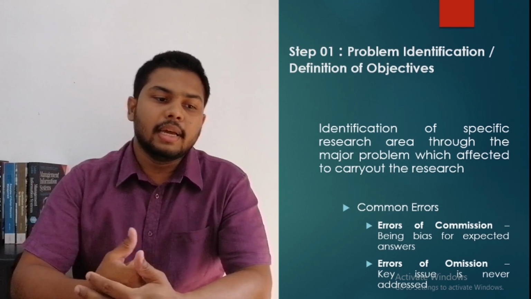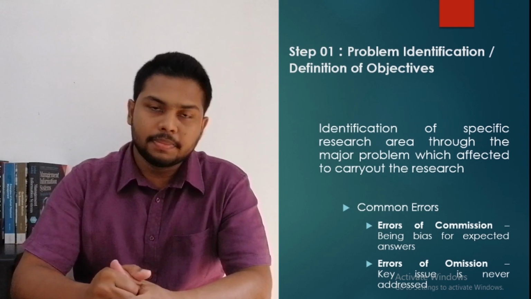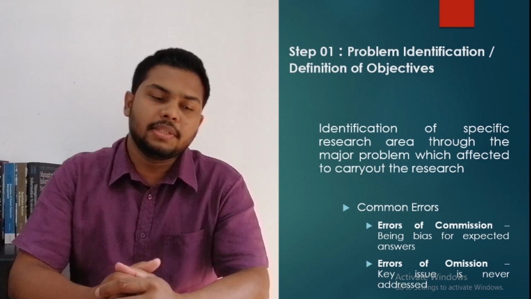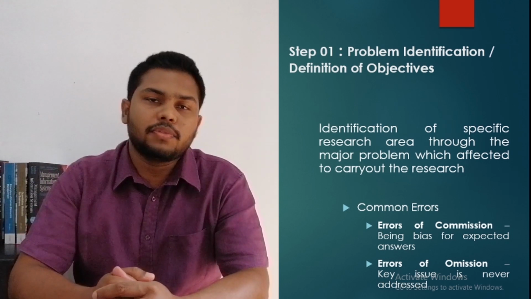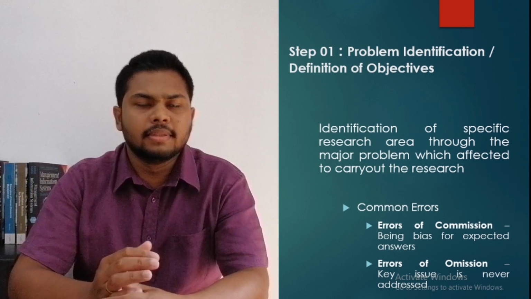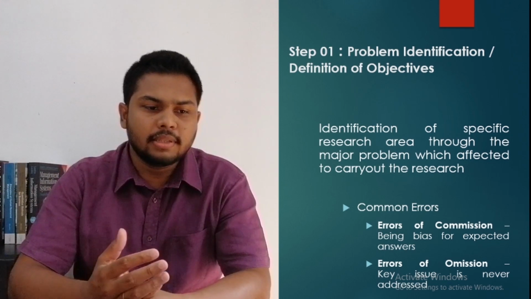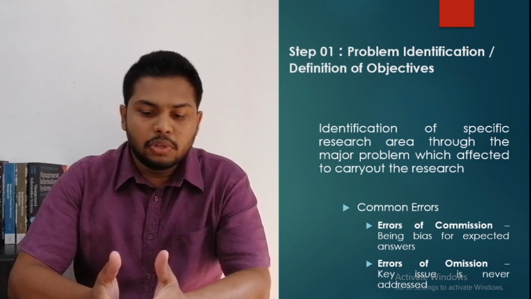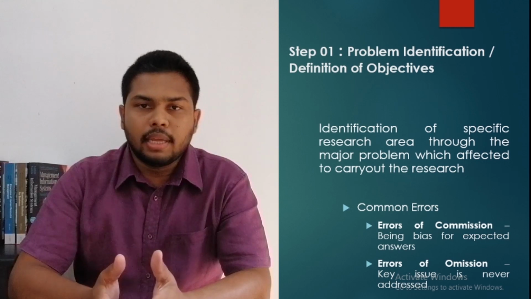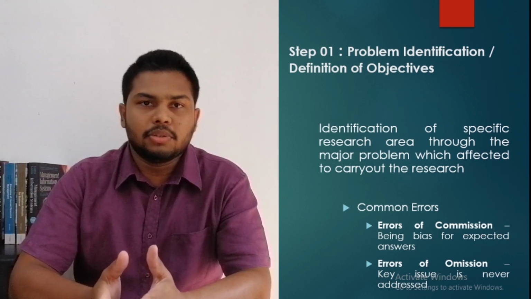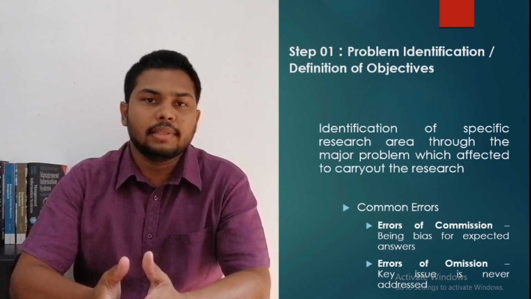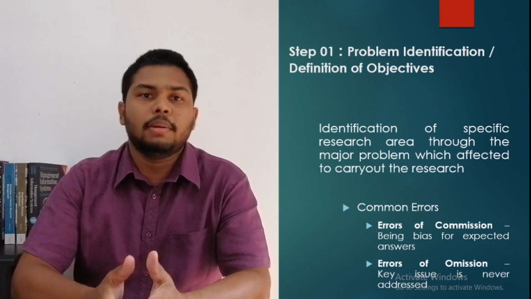And the second one is errors of omission. I've told you about the errors of commission, and the second one is the errors of omission. What is this? Errors of omission means that even though you're trying and planning to do your research on the research problem, your major issue hasn't been addressed through that particular research.